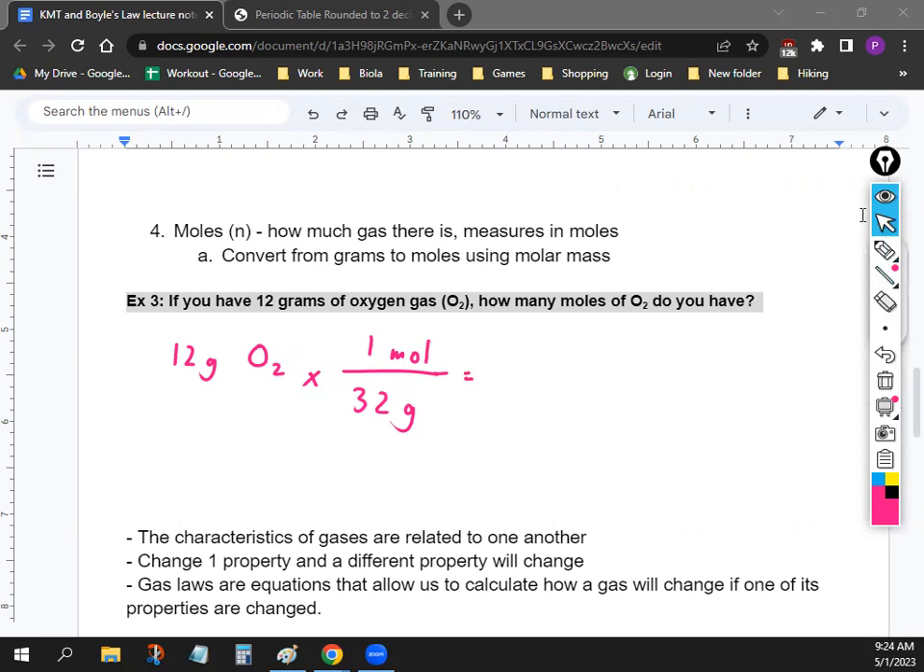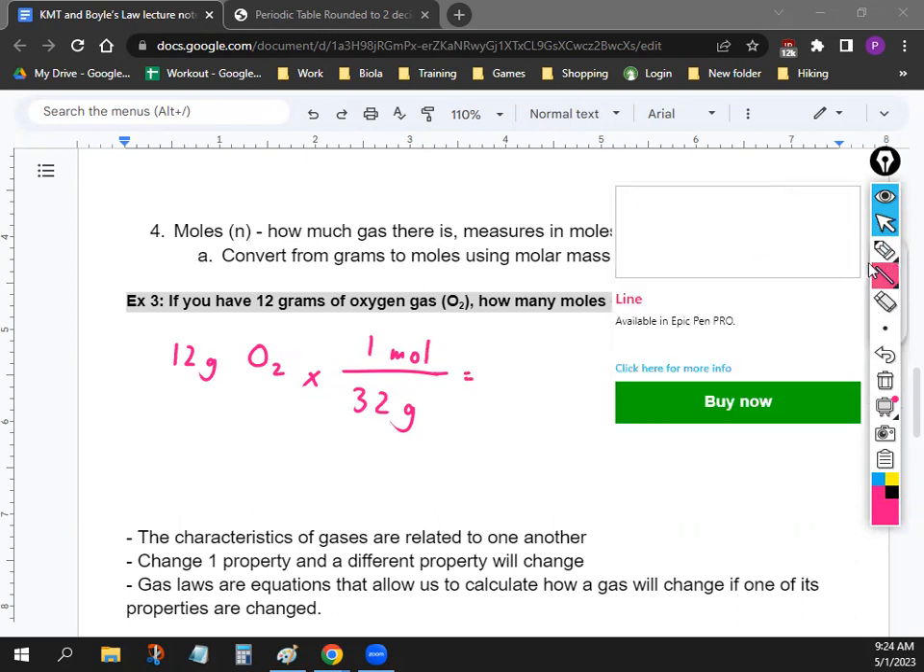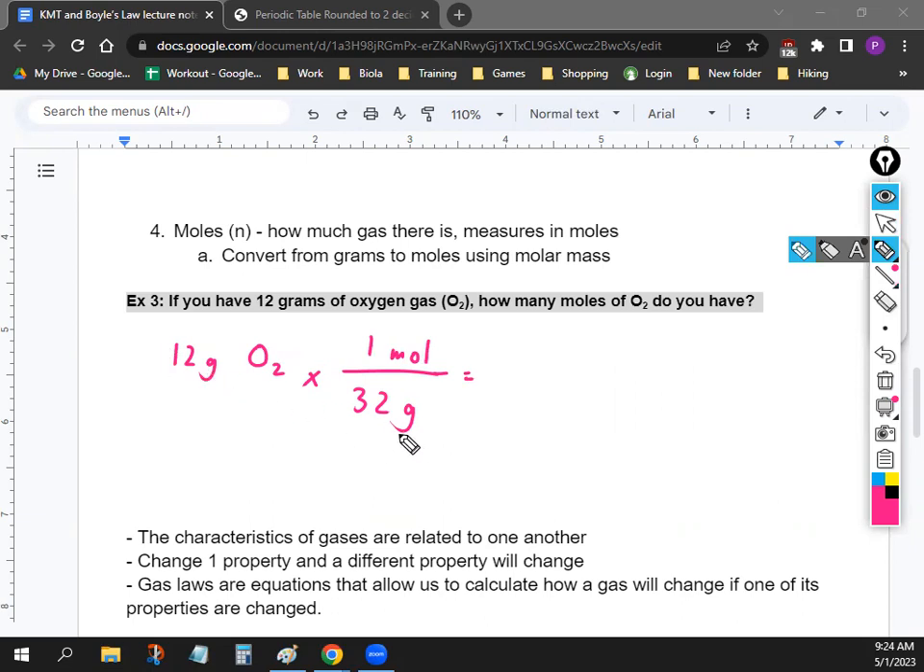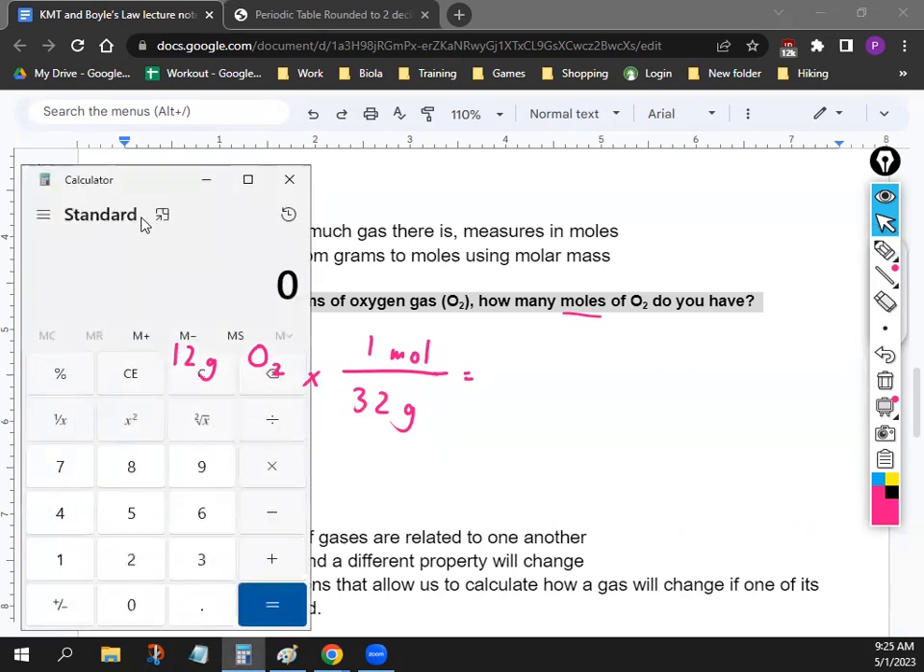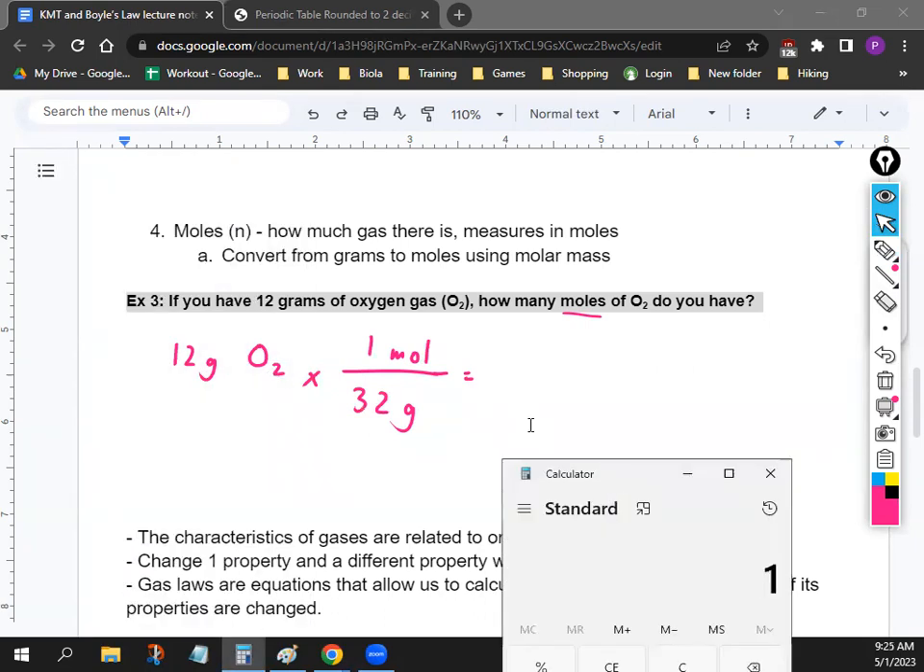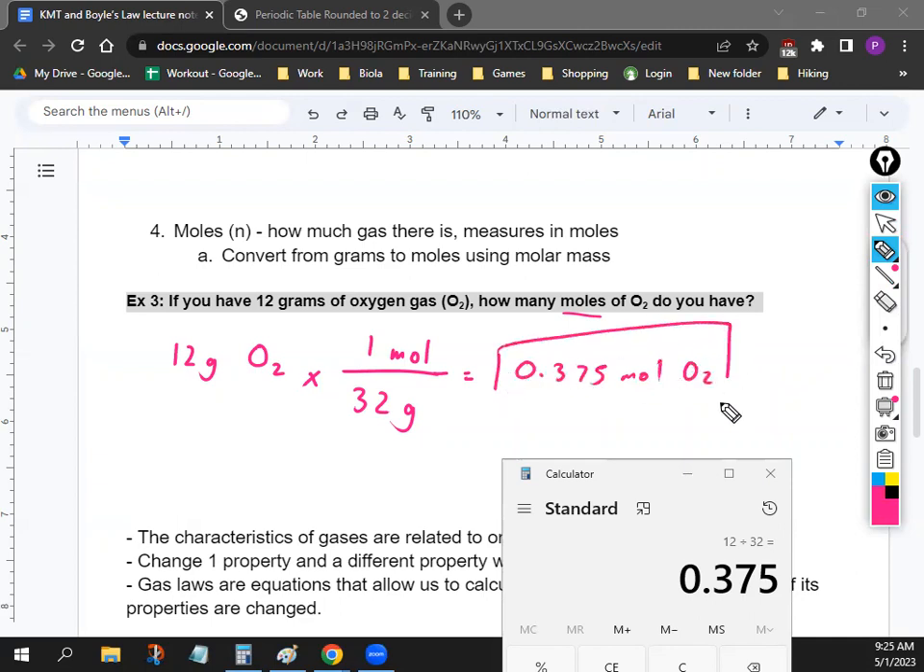All right, so this is how we set it up. Since we have grams and we want to get rid of it, we put grams on the bottom. Since we want to turn it into moles, we put moles on the top. From here, the math is really easy. It's just top divided by bottom. So 12 divided by 32, and your final answer will be 0.375 moles of O2. Whenever you're turning grams to moles, just divide by the molar mass. Super simple.